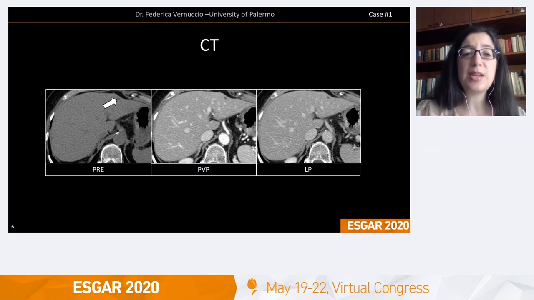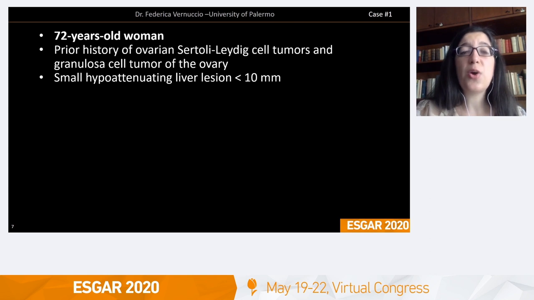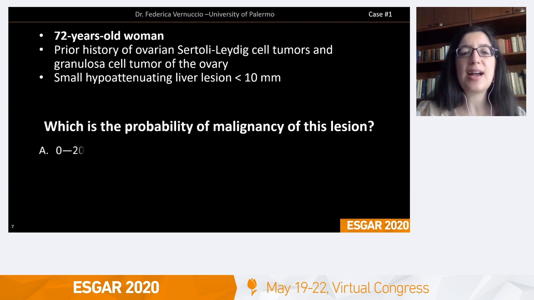On the pre-contrast image, we can see a small hypoattenuating lesion similar to a liver cyst. And this lesion does not show any contrast enhancement on portal venous and delayed phase. So here we have a 72-year-old woman with a prior history of ovarian cancer 20 and 10 years ago, and a small hypoattenuating liver lesion less than 10 millimeters in size.